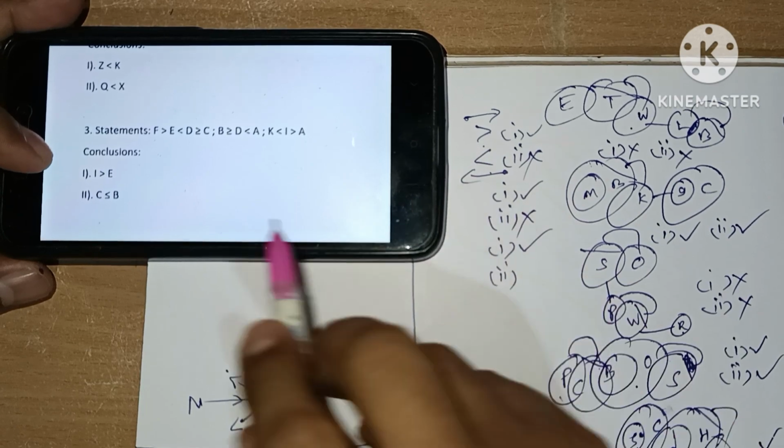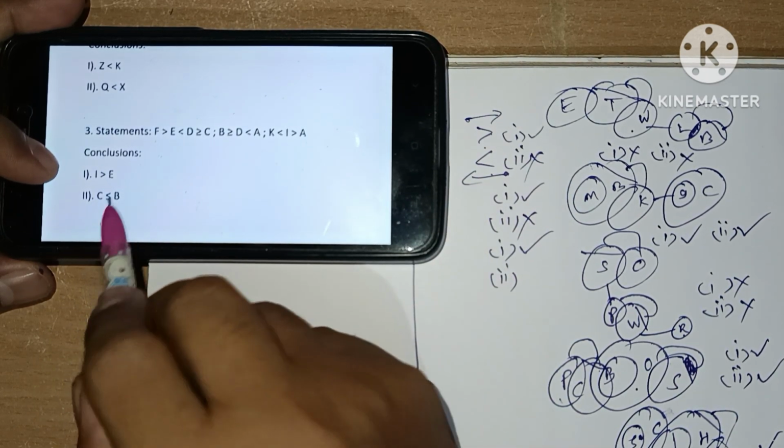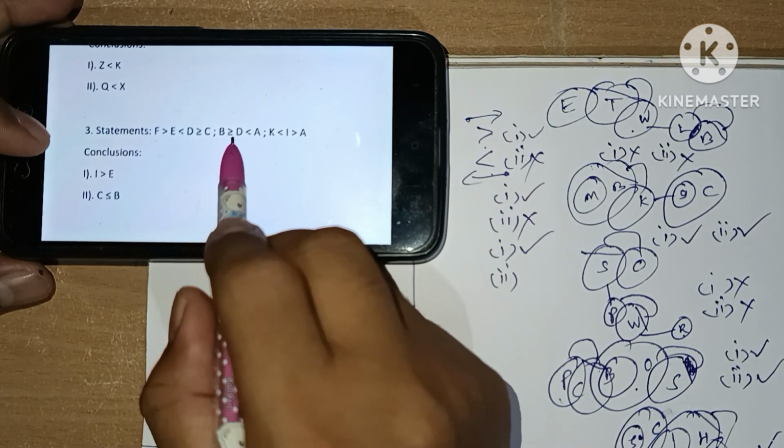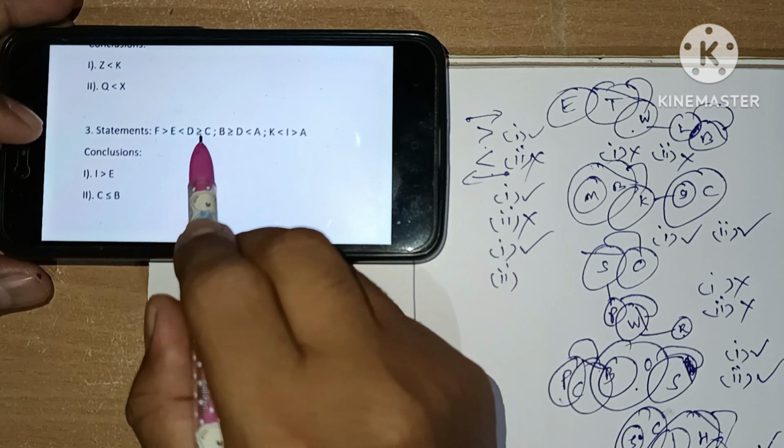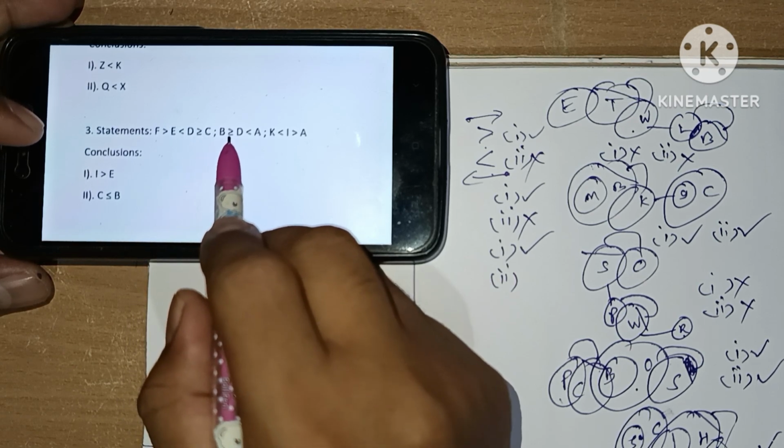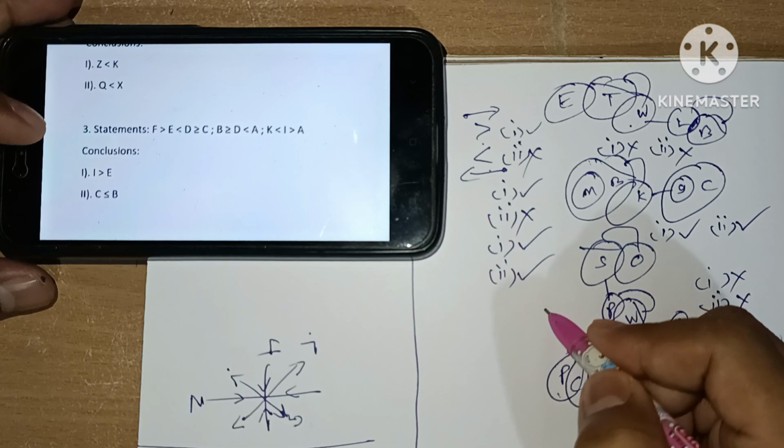Second conclusion, the flow from B to C with everywhere equals to. From B we can reach to D, and from D we can reach to C, and here is equal to, here is also equal to. So second conclusion will be true.